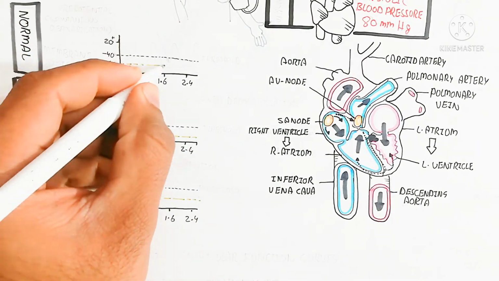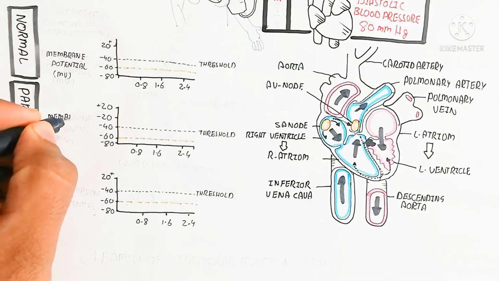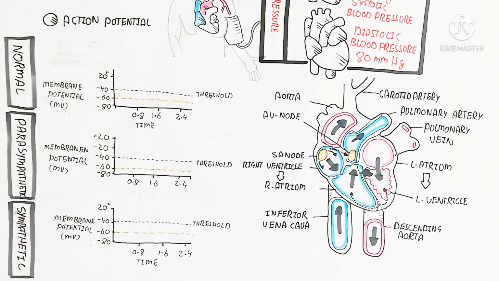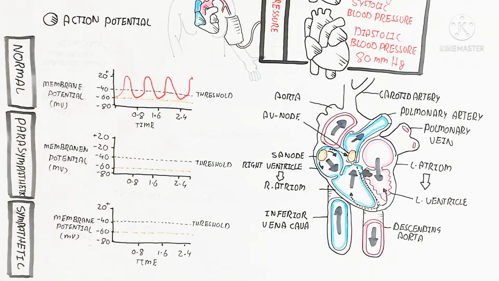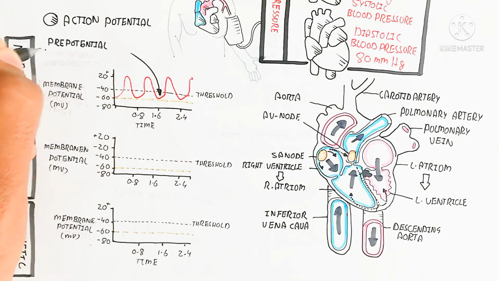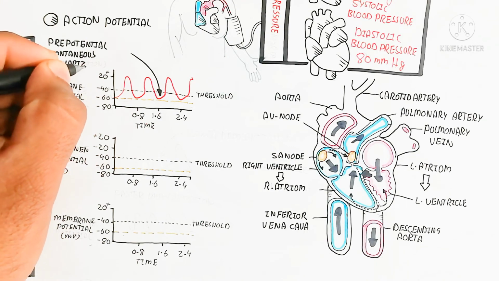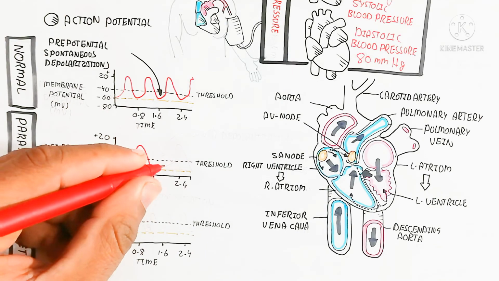Now let's begin to understand the action potential, normal, parasympathetic and sympathetic. The vertical axis shows the membrane potential in millivolts, while the horizontal axis shows the time period. Here is a beat, where this is the threshold, and hyperpolarization occurs. In this way the pre-potential, spontaneous depolarization, occurs, and this is the normal graph showing the heartbeat in the membrane potential.